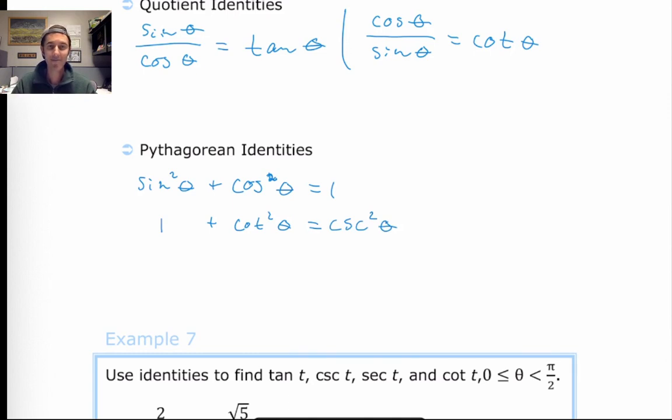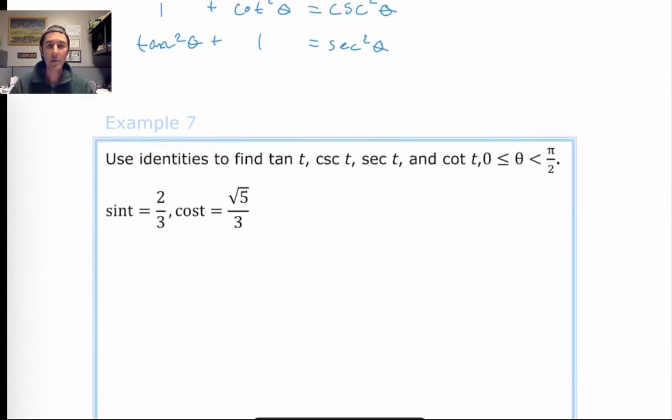In order to create version number 3, if you take the first version and divide it by cosine squared, you'll get the third version. So sine squared divided by cosine squared equals tangent squared theta. Cosine squared divided by cosine squared equals 1. And 1 divided by cosine squared equals secant squared theta. You can, if you want to, memorize all 3 of those, or just memorize the first one and know how to derive the other 2.